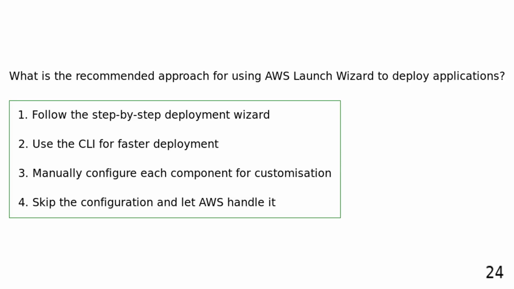What is the recommended approach for using AWS Launch Wizard to deploy applications? Follow the step-by-step deployment wizard. Use the CLI for faster deployment. Manually configure each component for customization. Skip the configuration and let AWS handle it.